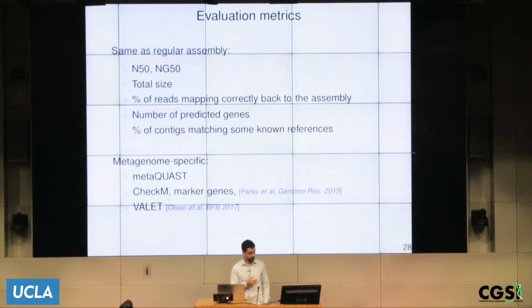There are some metagenome-specific assembly methods, which I list here. MetaQuest is one. CheckM, which recovers some marker genes from your assembly and tries to improve it by using the fact that marker genes may belong to the same species or the same group of species. And finally, Valet is another evaluation tool which tries to determine concordance of paired end reads in bins of your assembly. So all of this is to evaluate how good the assembly is without any reference. So of course, if you had a perfect reference, it would be trivial, but that's not the use case of genome assembly.